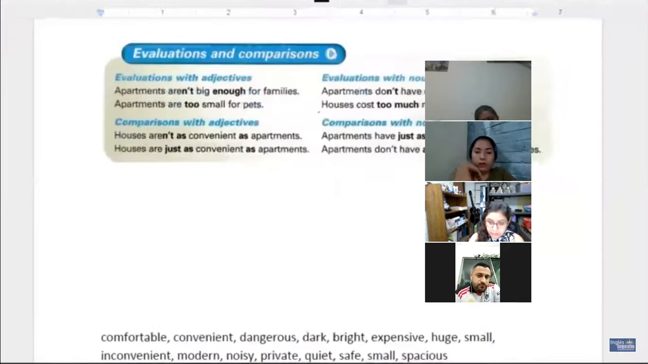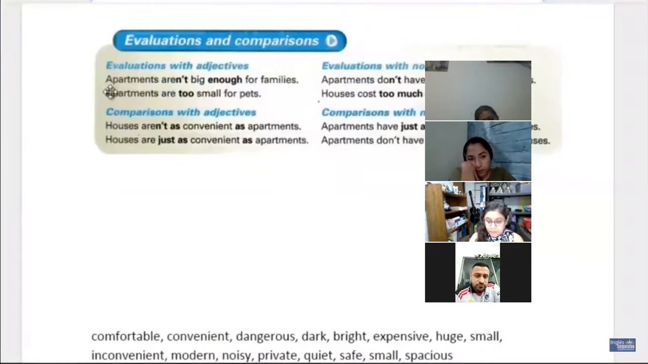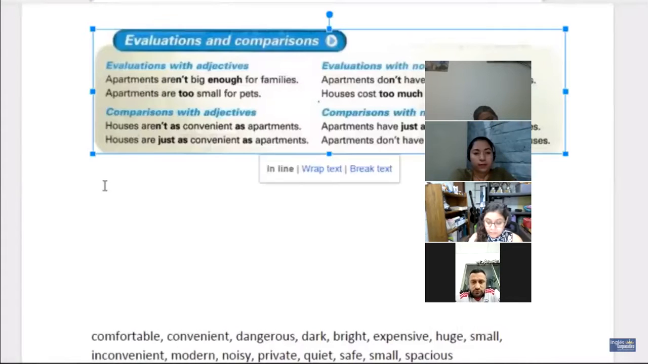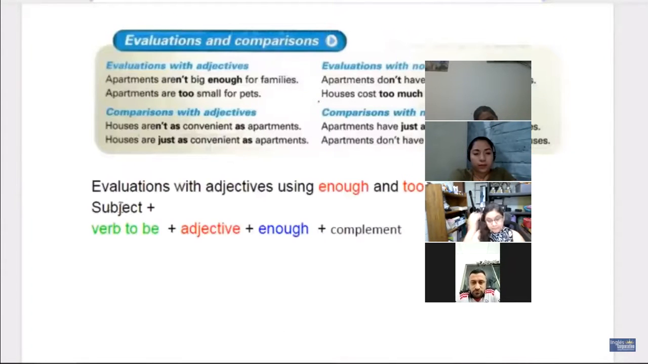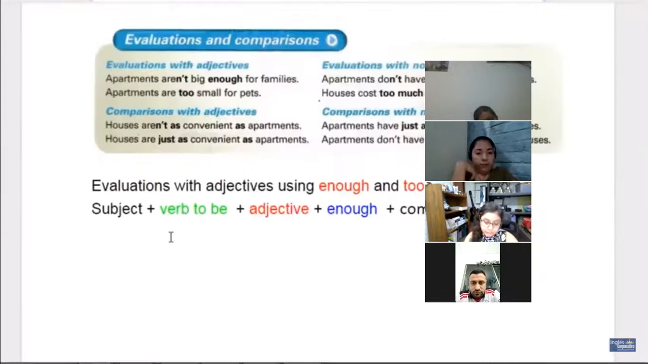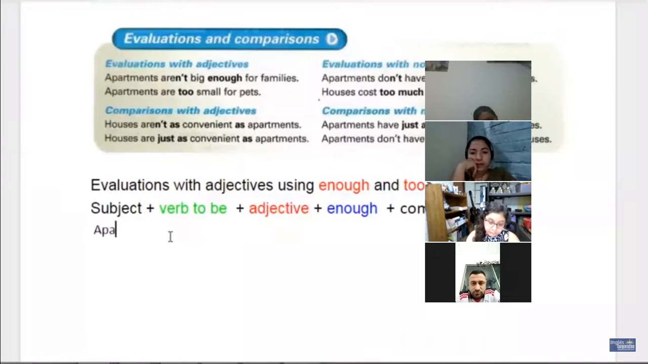So let me present some structure at this time on how to make sense of this evaluation that you see there towards the left. Apartments aren't big enough for families. So in order for us to make that particular evaluation, we can think of the following structure. So let me go ahead and write that now. Following this structure, we can see that we're going to have a subject. So in this case, we have apartments. This is followed by the verb to be. In this case, it happens to be in its negative form. Okay.